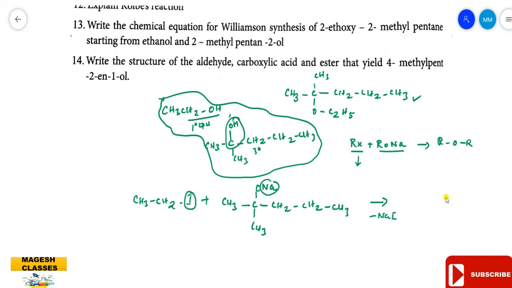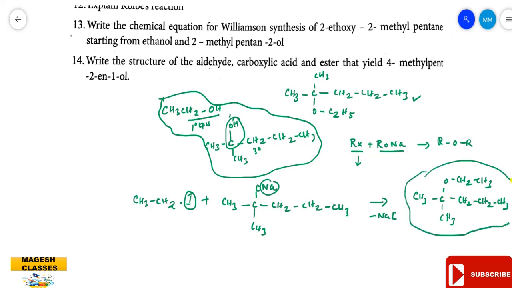Na, and here I, NaI is removed. So in place of Na, what is substituted? CH3C CH2. So instead of I, CH2CH3. So the ethoxy group is connected, and your methyl group here, this CH2CH2CH3. So this is the required compound. So by taking ethyl iodide with tertiary alkoxide, we form the required ether.